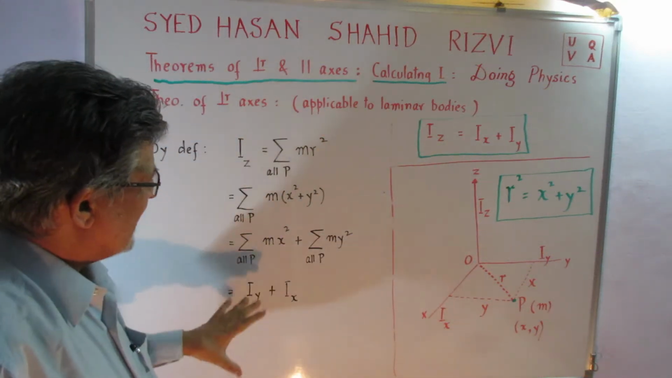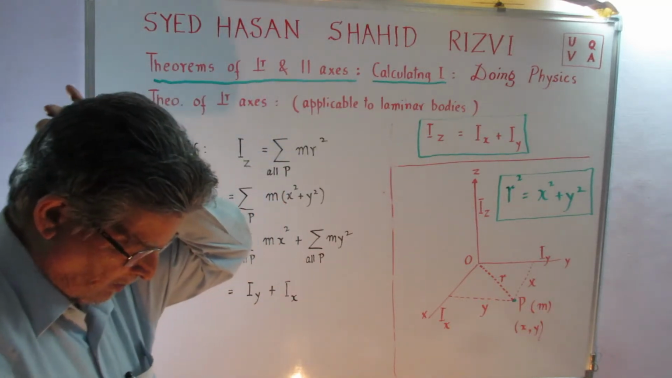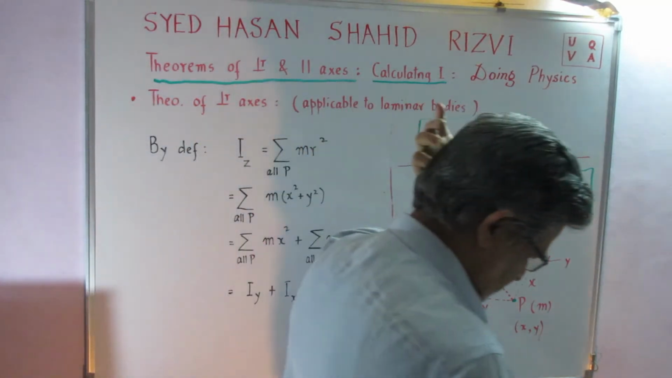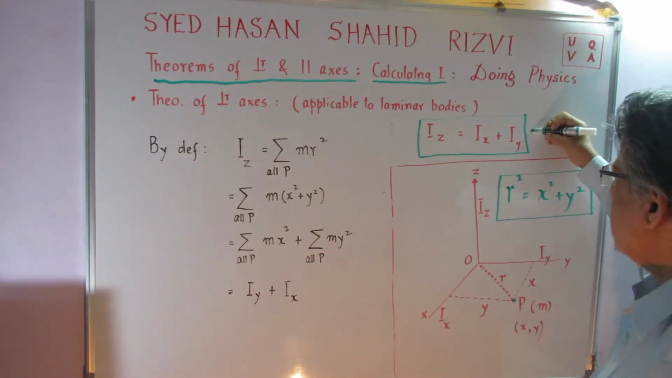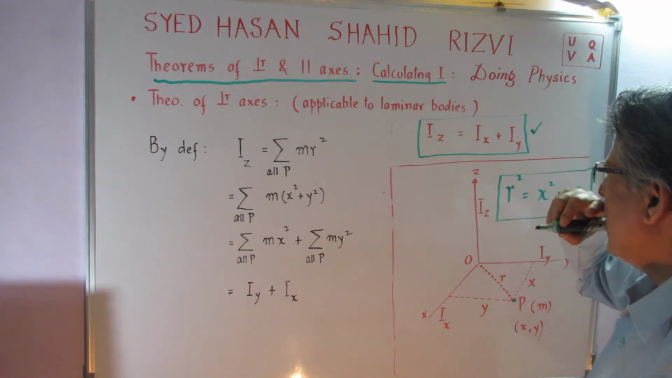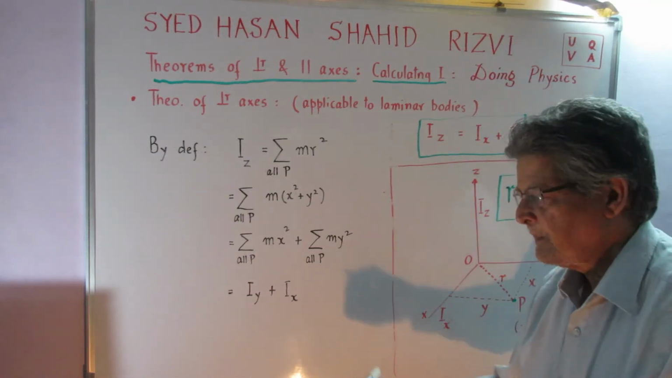So this clarifies that in the perpendicular axis theorem, we have these three axes perpendicular to each other, and we find that Iz is equal to Ix plus Iy.